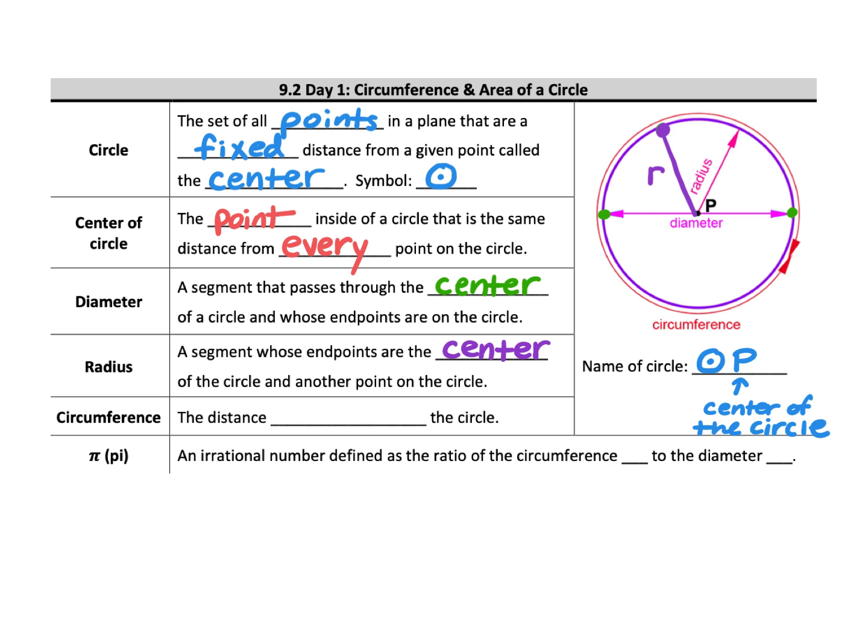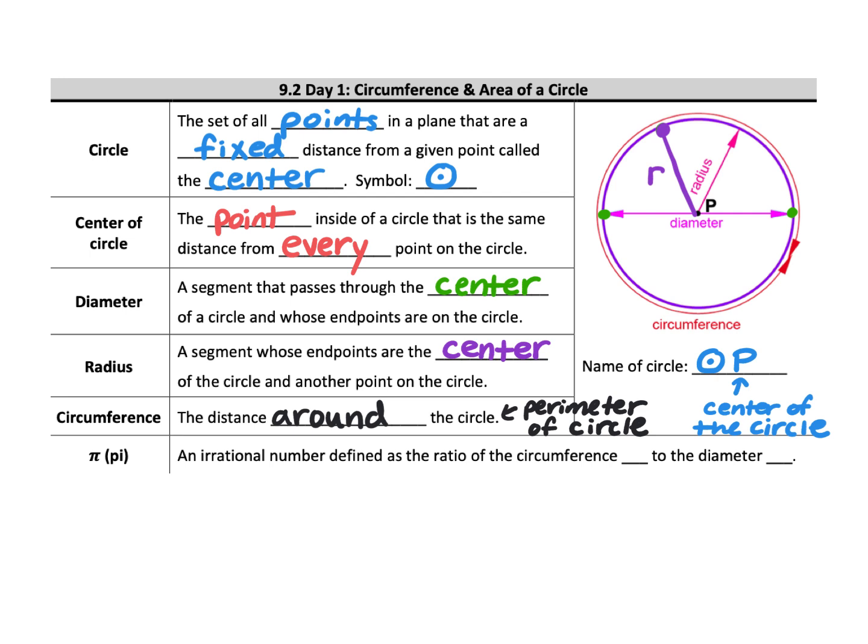The circumference is going to be the distance around the circle. So imagine that you are building a fence around your circle. It's really just the perimeter of the circle. How far is it if we go around the circle?